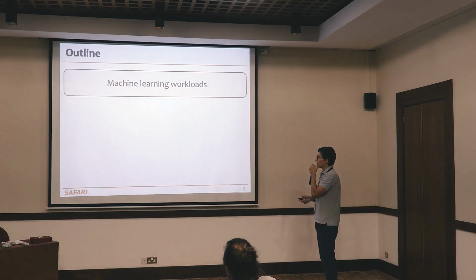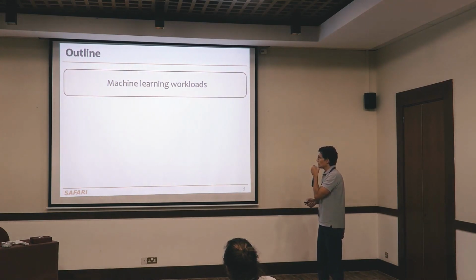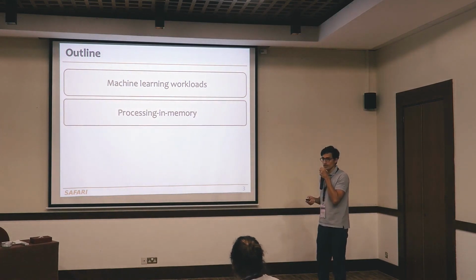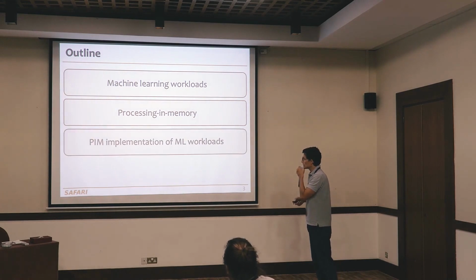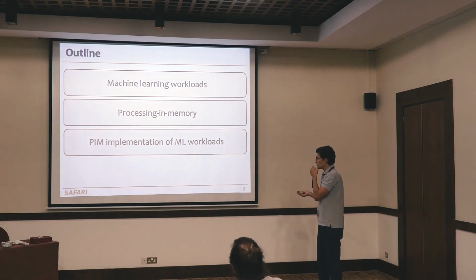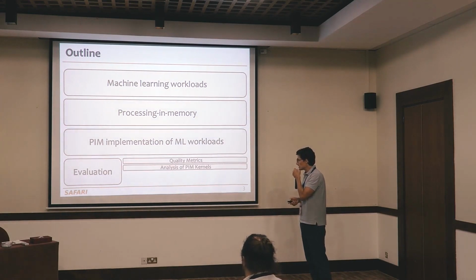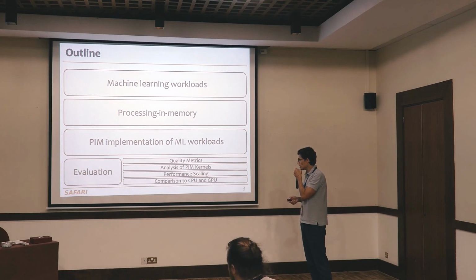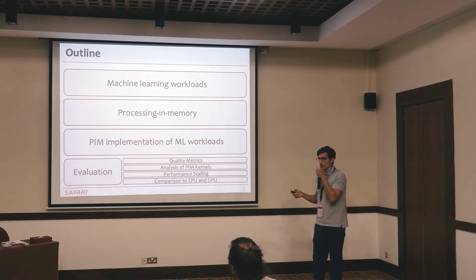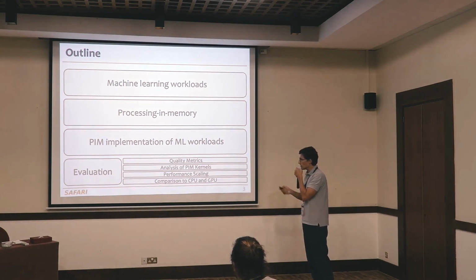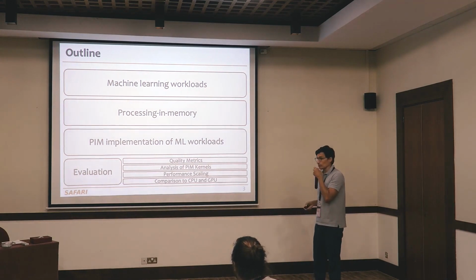This is the outline. We'll start by briefly describing the machine learning workloads that we are targeting. I will skip the part about introducing processing in memory. Then we can talk about the implementation of machine learning workloads, and finally the evaluation in terms of quality metrics, analysis of PIM kernels, performance scaling, and comparison to CPU and GPU. Given that Sylvan is going to present the decision tree and k-means, I'm going to skip the PIM implementation of those workloads as well as the evaluation, and I will hand over to him.